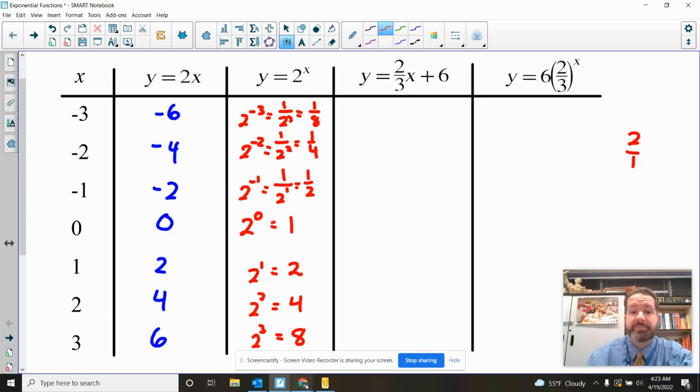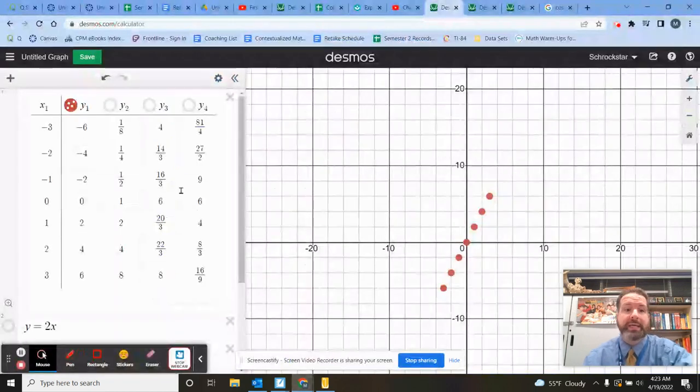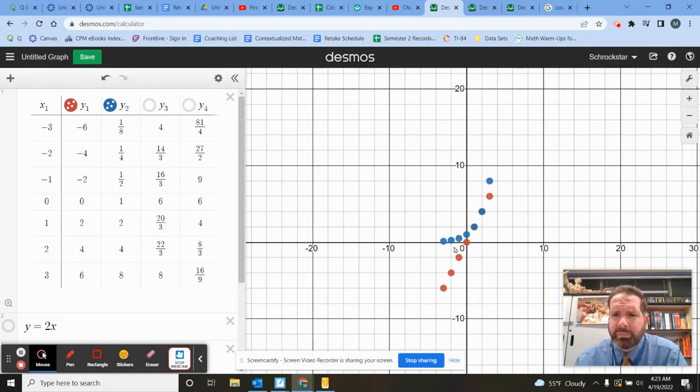Let's see how this looks then when we plot these points on a graph. So there in blue is our second set of ordered pairs. Notice that the shape is different. So this first set that we did, y equals 2x, that's just a straight line. But this second one, that's got some curvy funkiness to it.